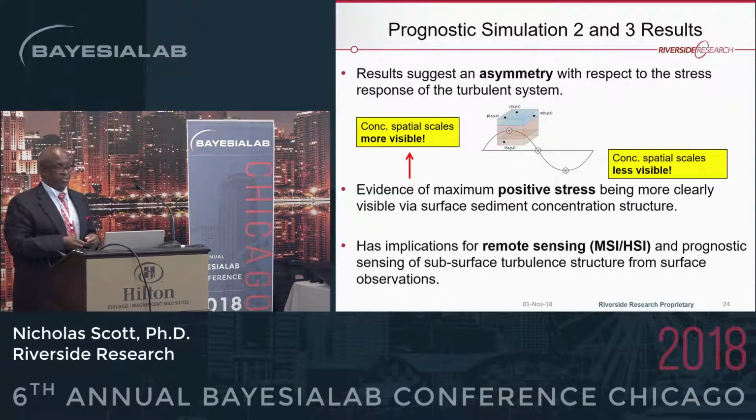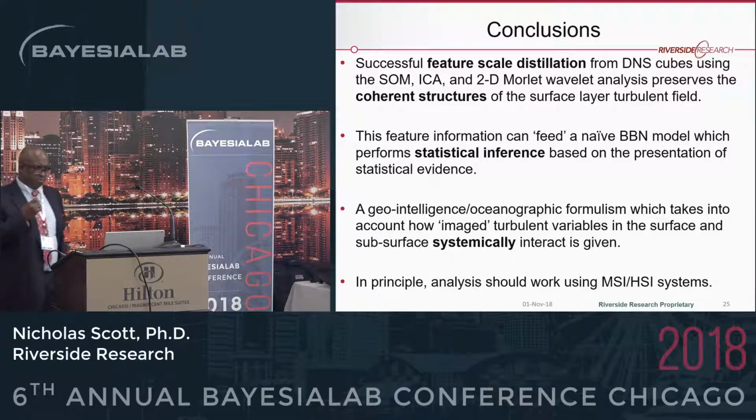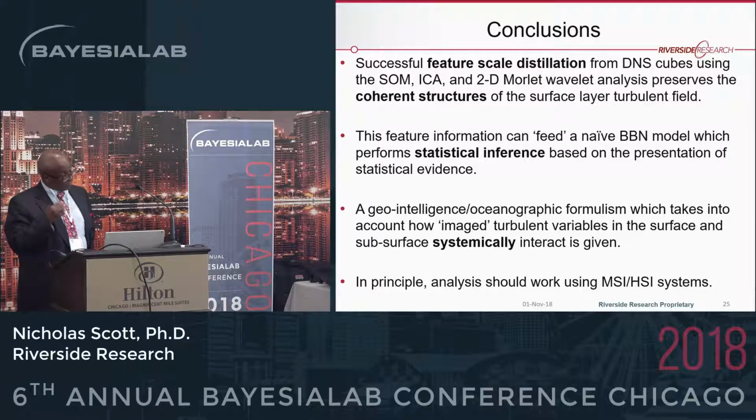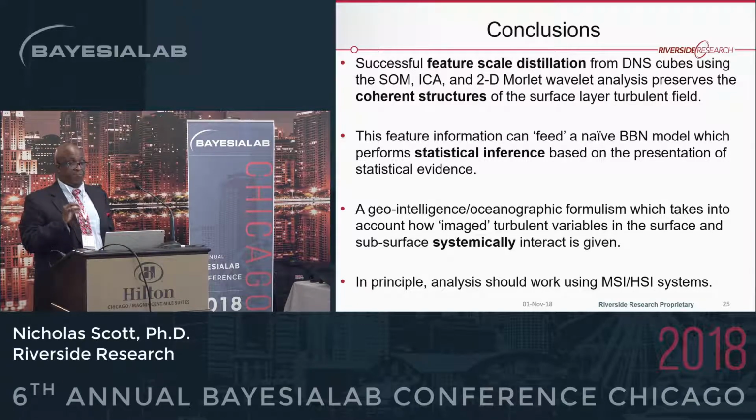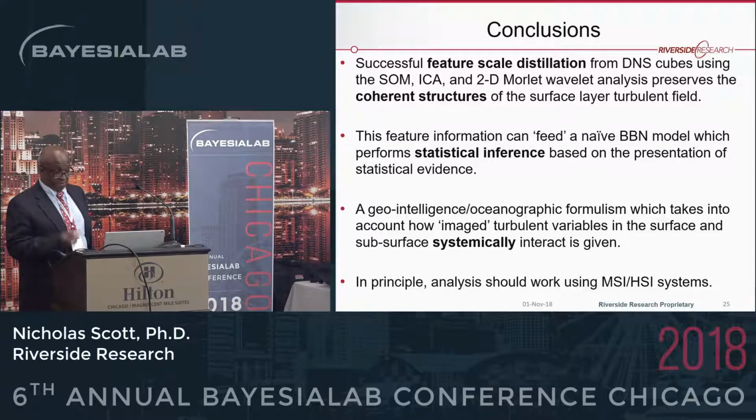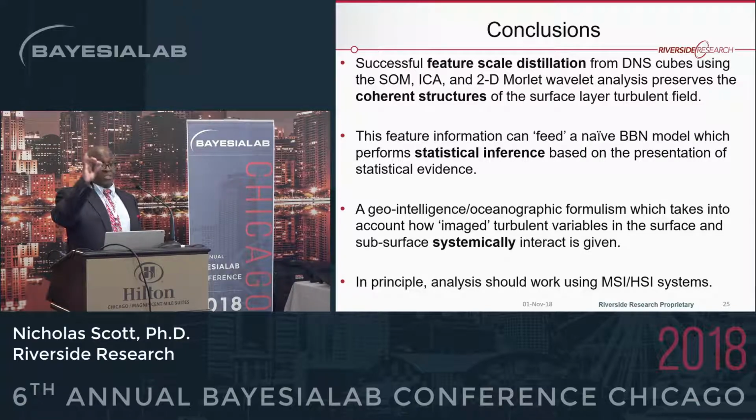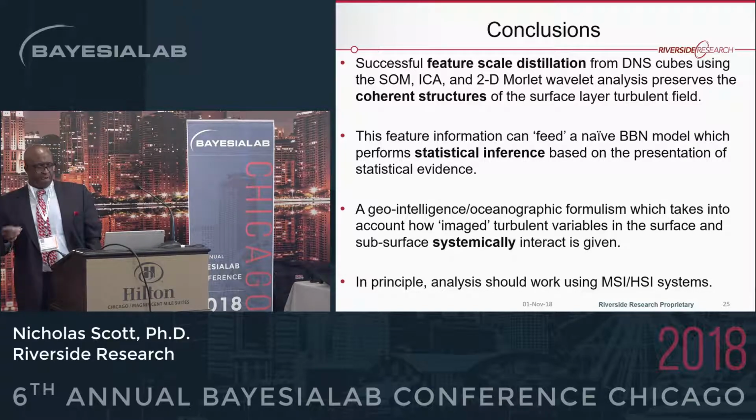So, conclusions. I was able to show successful feature scale distillation for DNS cubes using the SOM, ICA, and the two-dimensional Morlet wavelet analysis. Feature information that comes from the analysis can be fed to a naive BBN and used to perform statistical analysis or inference for the presentation to leadership.